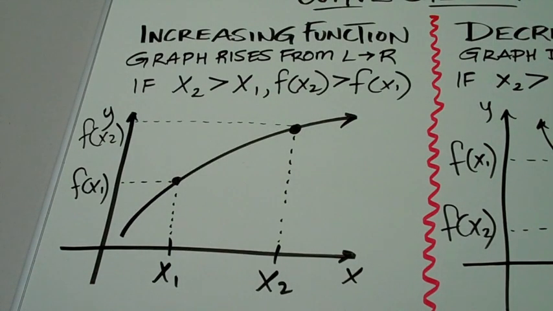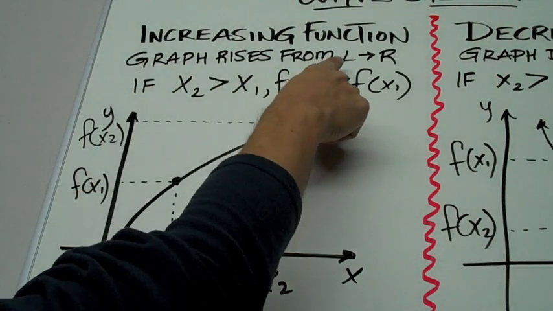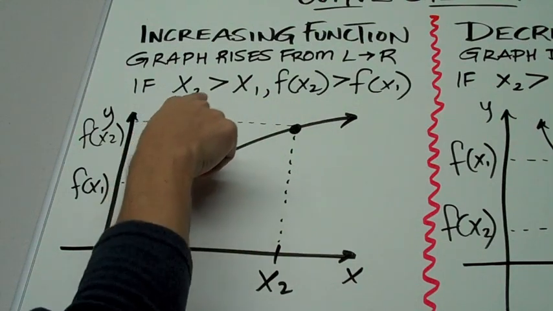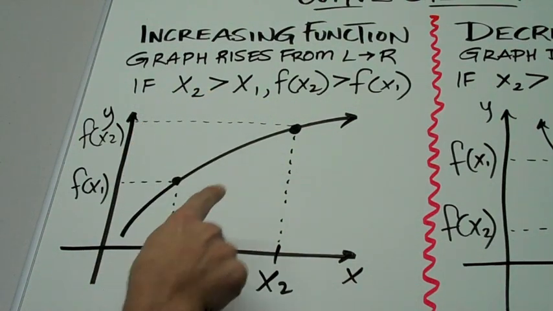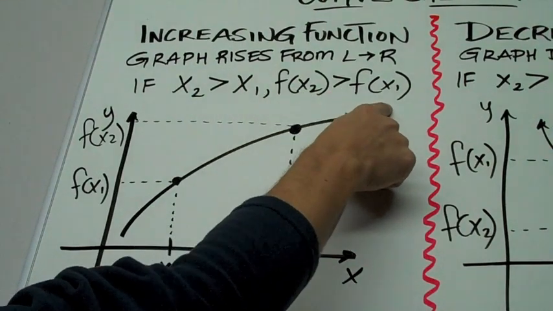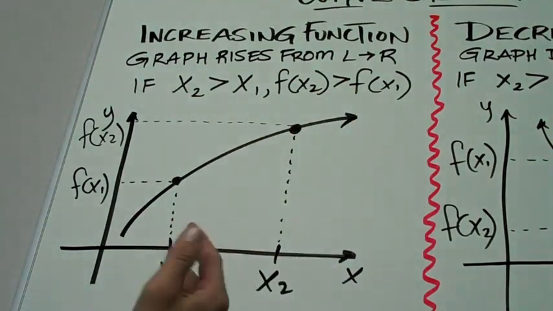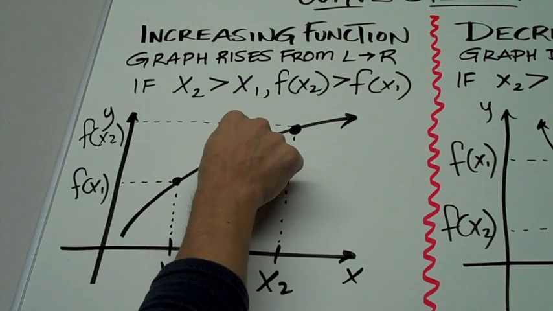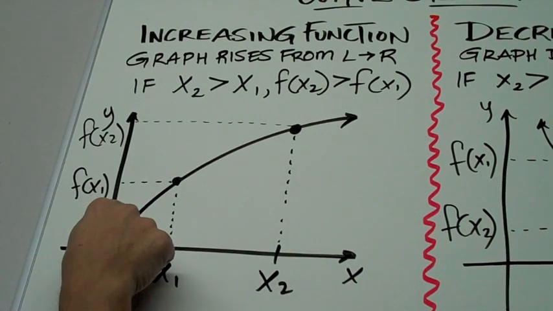Let's talk about curve sketching. For an increasing function, the graph rises from left to right. For example, if x2 here is greater than x1 here, then the function value at x2, or f of x2, will be greater than f of x1. That's for an increasing function. x2 greater than x1, then the function value at x2 will be greater than the function value at x1.